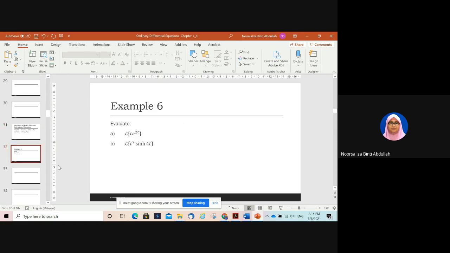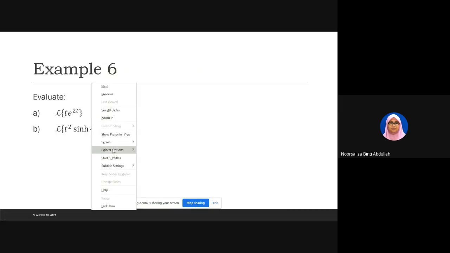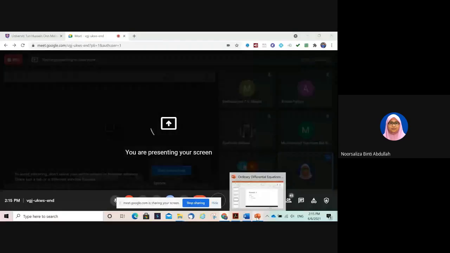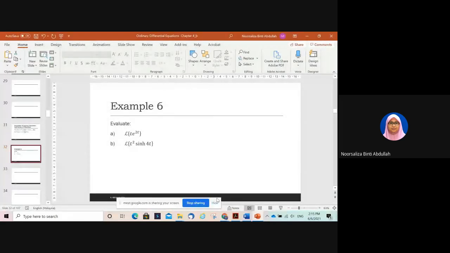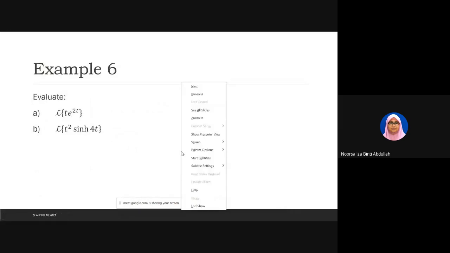Okay, so let's look at an example. I will discuss just one example. So look at this one: the Laplace of t e^(2t). Okay, so we look at this example. We have f(t) is e^(2t).